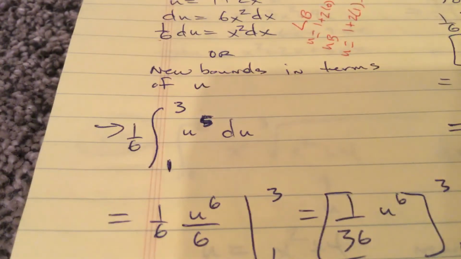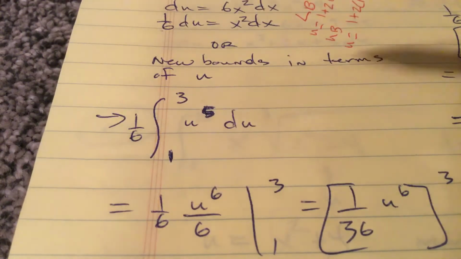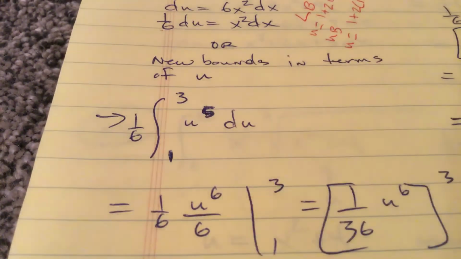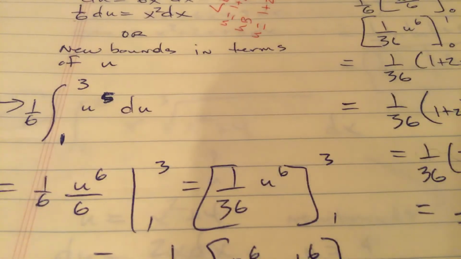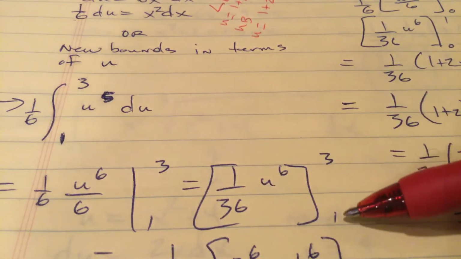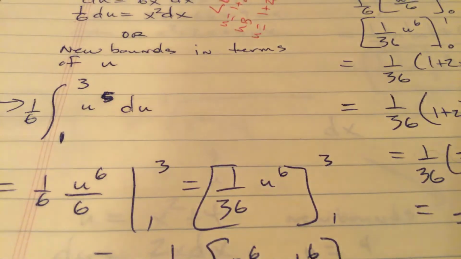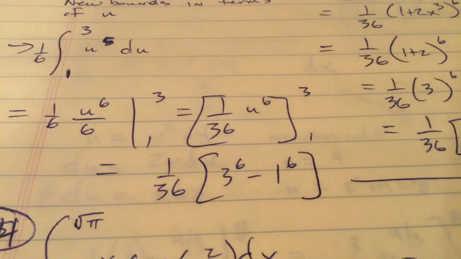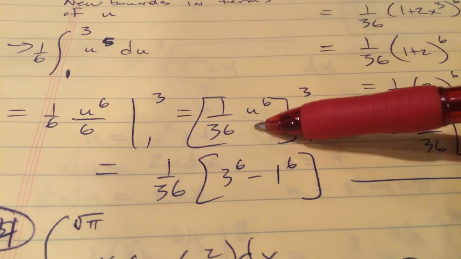Now this is solely in terms of u. Because it's solely in terms of u, I do not have to plug 1 plus 2x to the third back in. So I take the antiderivative of u to the 5th. It's still the same antiderivative, 1 over 36 u to the 6th. But because I've changed the bounds from 0 to 1 to 1 to 3, making it solely in terms of u, I can just plug 3 in to an easier function.